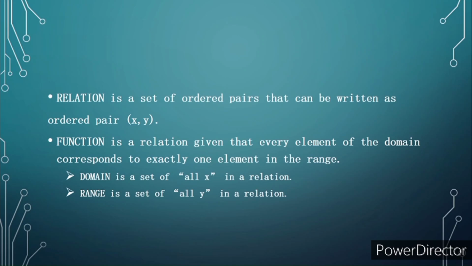Let's have function. When we say function, it is a relation given that every element of the domain corresponds to exactly one element in the range. Tandaan nyo yung one element, magagamit natin yan later on. And under function, meron tayong dalawa, domain and range. Pag sinabi nating domain, it is the set of all X in a relation. Sa ordered pair kanina, ang domain po siya yung X doon. And range is the set of all Y in a relation. Siya naman yung mga Y doon sa relation kanina.